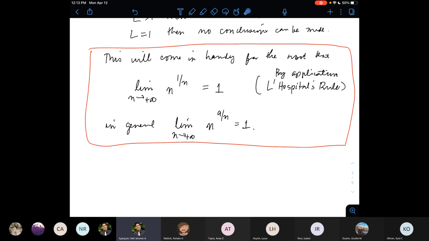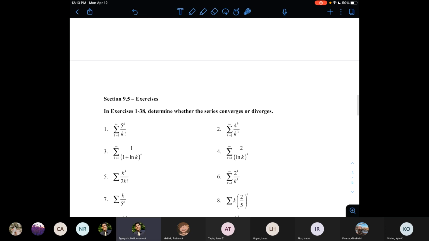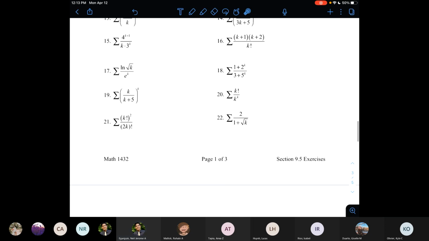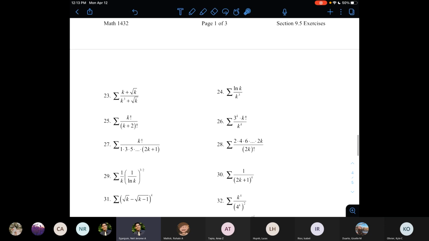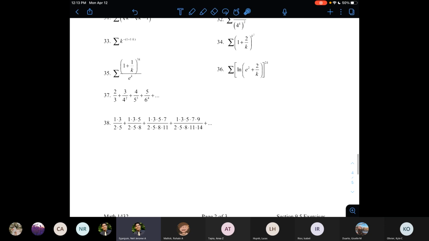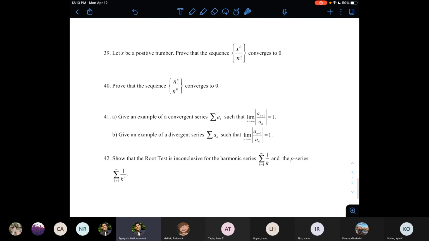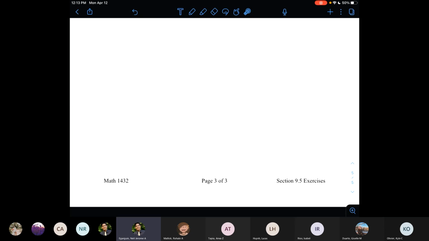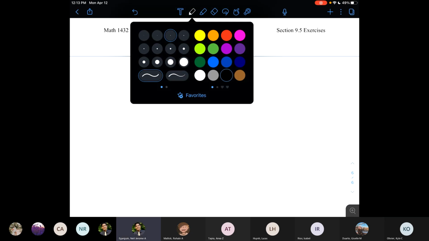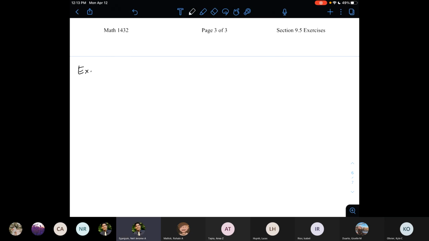Now let's look at some examples to see these two tests in action. I copy pasted here exercises from the textbook section 9.5. So you can browse through them and see if there are some interesting problems here. Just let me know if you see one. But while you're taking a look at it, I'll answer some problems or some examples here.